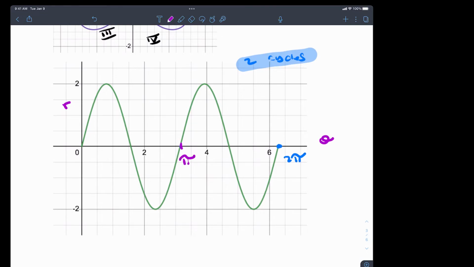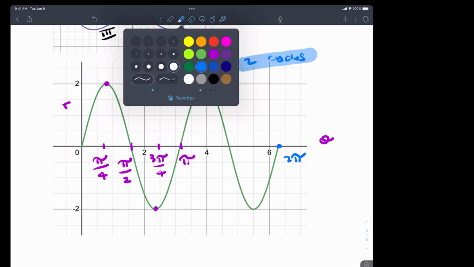That's pi. This will be what? Pi over 2. Is that right? Halfway? And then the maximum value over here, this is going to be important for us. This is pi over 4. So the multiples are 1 pi over 4, 2 pi over 4. The minimum value would be what? 3 pi over 4. This is the one cycle information.